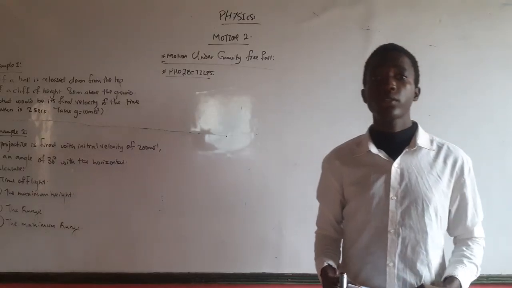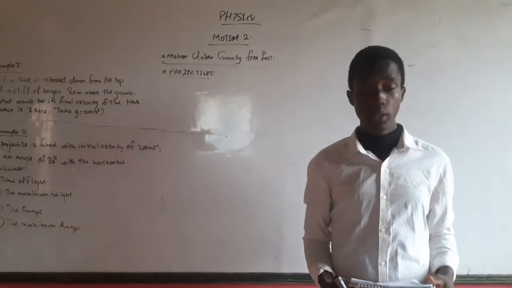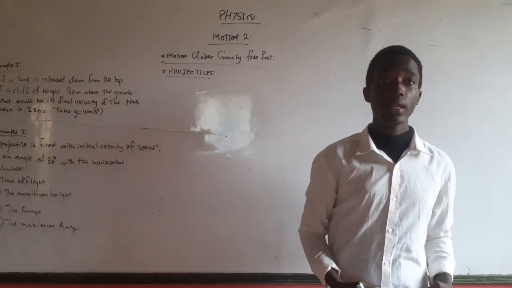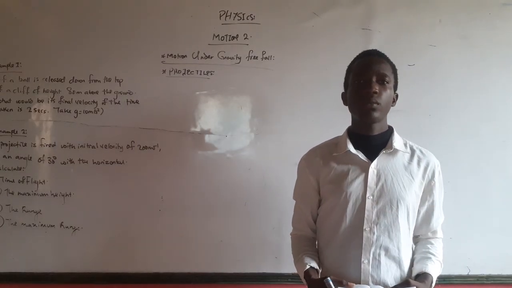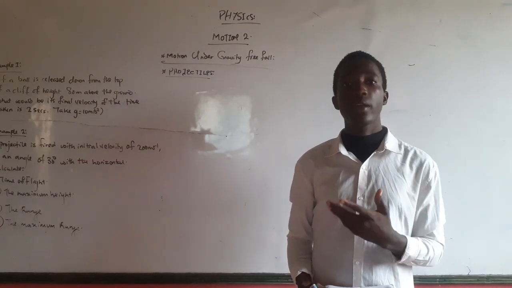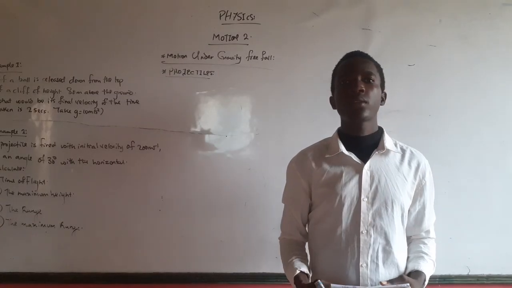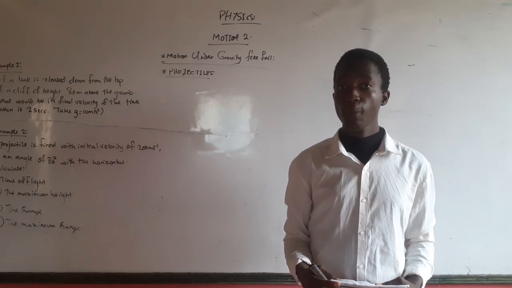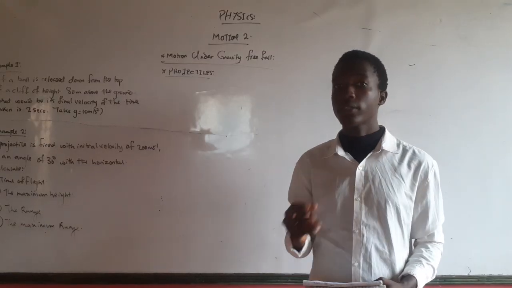So this is a continuation of motion. You can call this motion 2, whereby we talk about motion due to gravity and projectile. Motion is always caused by a force. We understand that. Here we're going to be talking about how to solve particularly related questions, how to identify those parameters and the formulas to use.